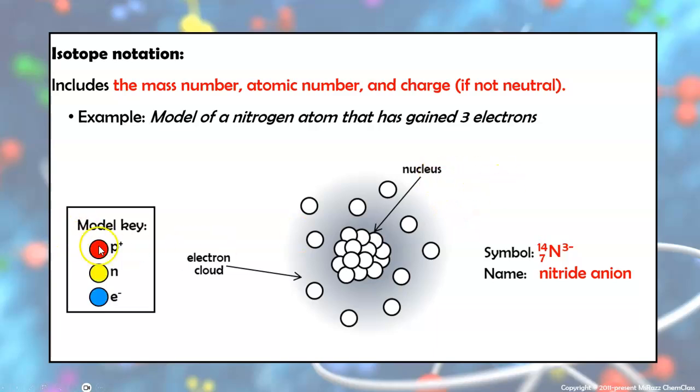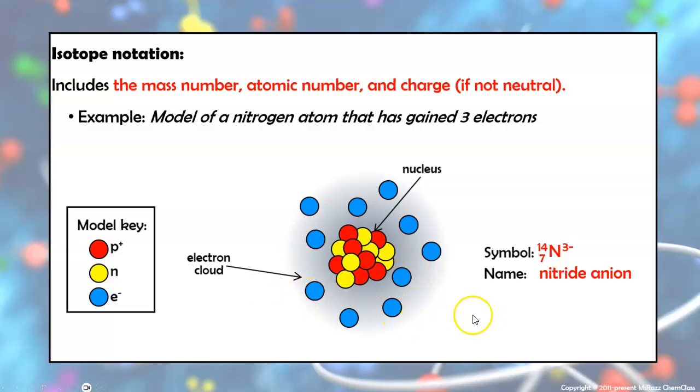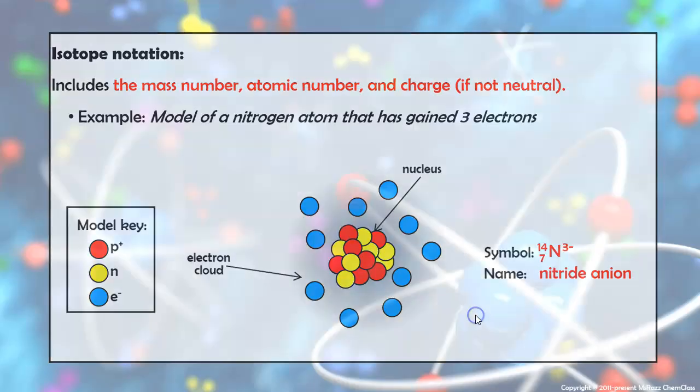Then we're going to color code. I know that the protons are red, the neutrons are yellow, the electrons will be blue. So we know that our atomic number, which is the number of protons, is 7. The number of neutrons, 14 minus 7, would also be 7. And then on the outside, we know that nitrogen, for its atomic number, is 7. So as an atom, I would have 7 electrons. But because I added 3, I will have 10. So we show here in the electron cloud a total of 10 electrons because this is an ion.